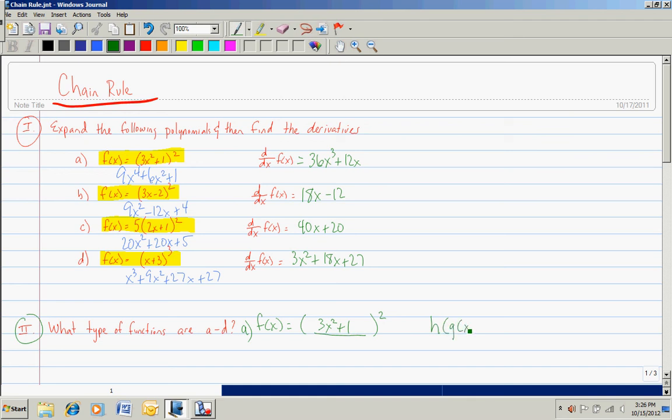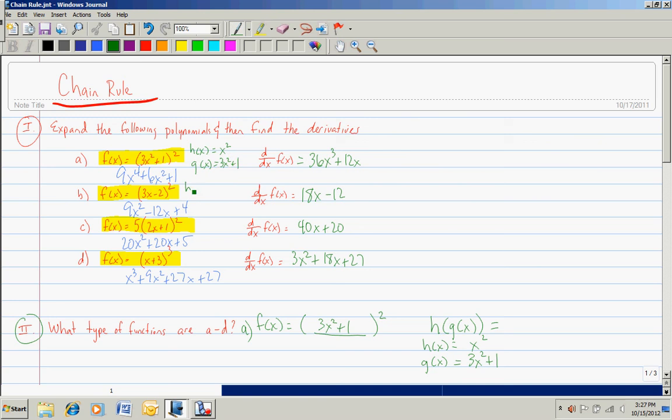And I hope you can see this as two functions inside of each other. We're starting out with h of g of x. Well, h of x is simply something squared. That's what the outside function would be. And inside of the x squared function is g of x, which happens to be 3x squared plus 1. So this is known as a composite function. So in part A, h of x we said was the x squared function, g of x was the 3x squared plus 1 function.